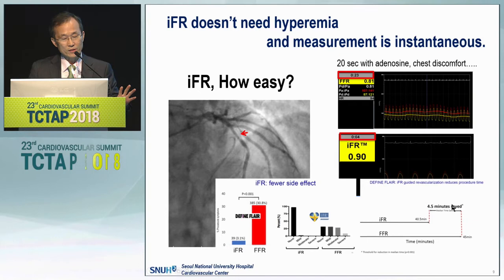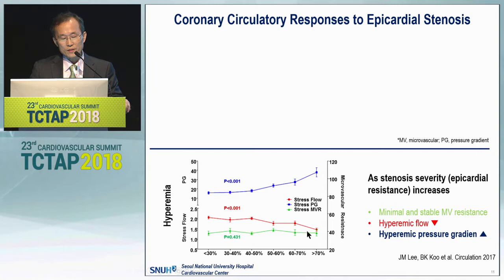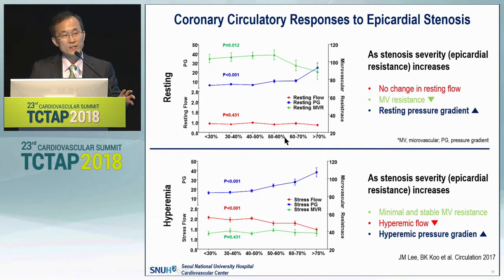So what about the scientific background? We know the scientific background about hyperemia very well. The problem in understanding the resting index is the myth that there's no change in resting flow as the stenosis severity increases. Some people believe that as there's no change in flow according to the stenosis severity, any resting index cannot represent the stenosis severity. But the truth is that as the stenosis severity increases, there's a decrease in microvascular resistance, and this increases the transstenotic pressure gradient, even in the resting status.